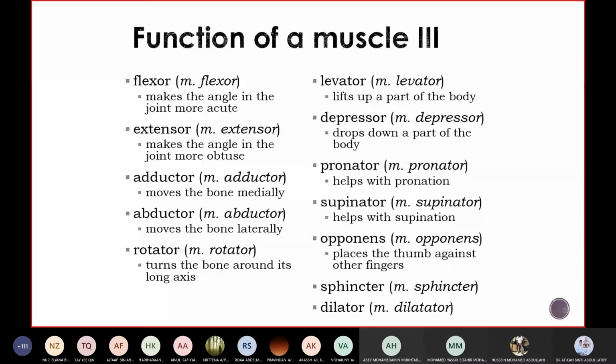For example, in the forearm, most of your flexor muscles have the name flexor at the end. And adductors, for example, in your thigh, you have your adductor pollicis and adductor magnus and so on. So they are named sometimes according to how they function. And sphincters, you have at your eyes, for example, you have sphincters and dilators as well.